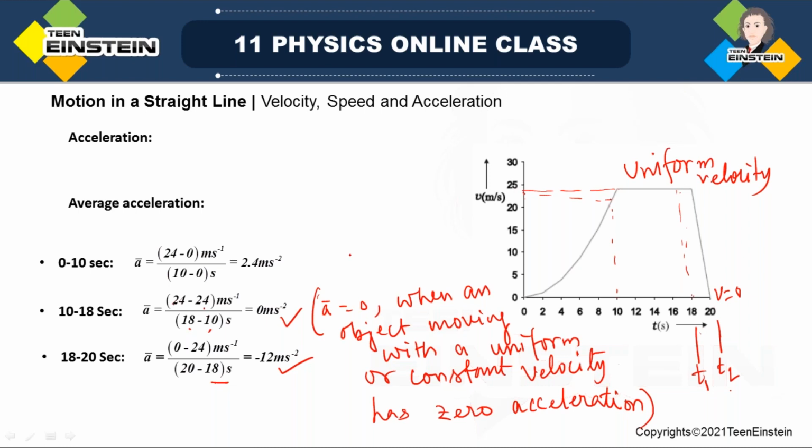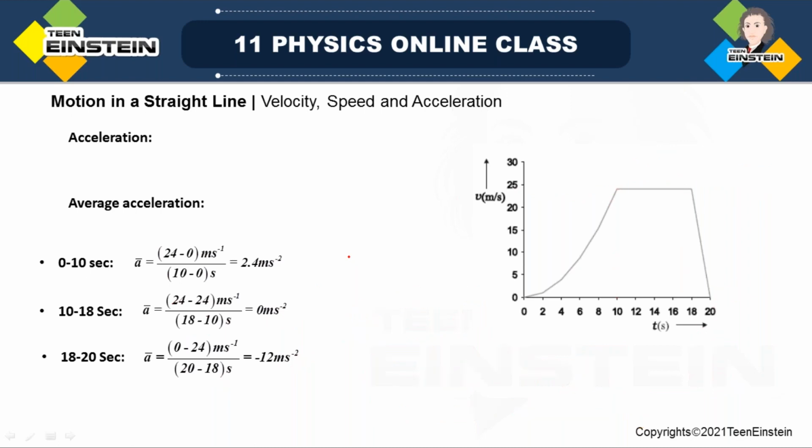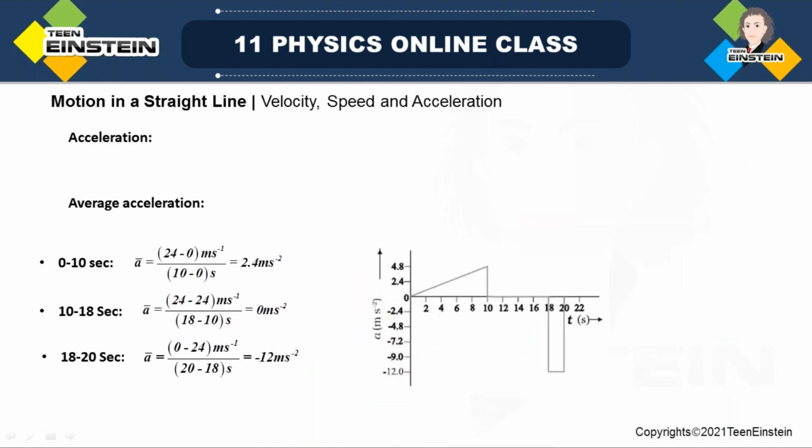Now the question is whether we can plot this. Yes, we can. Look, till 10 seconds it has a uniform or average acceleration of about 2.4. Sorry, it is not increasing. It has average acceleration till 10 seconds, 2.4 meter per second square.